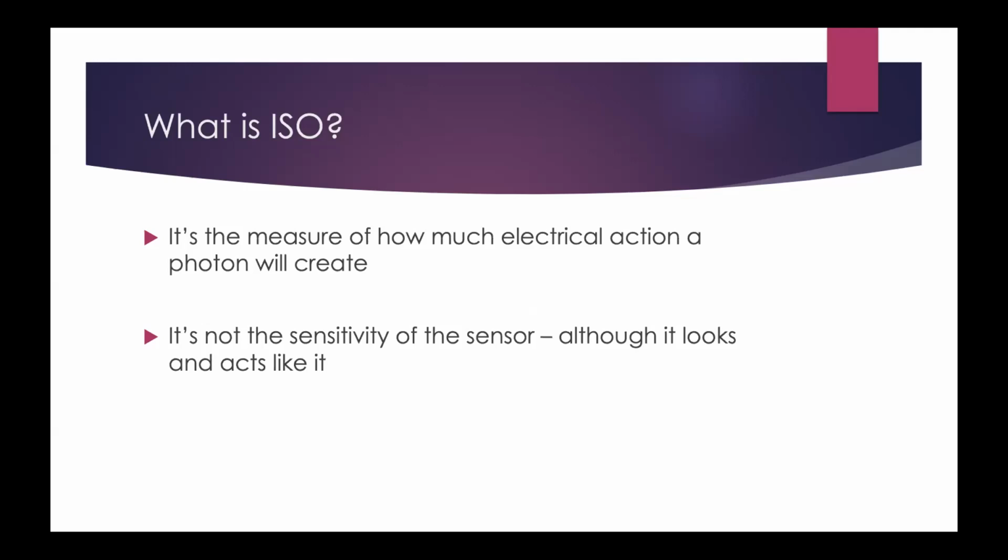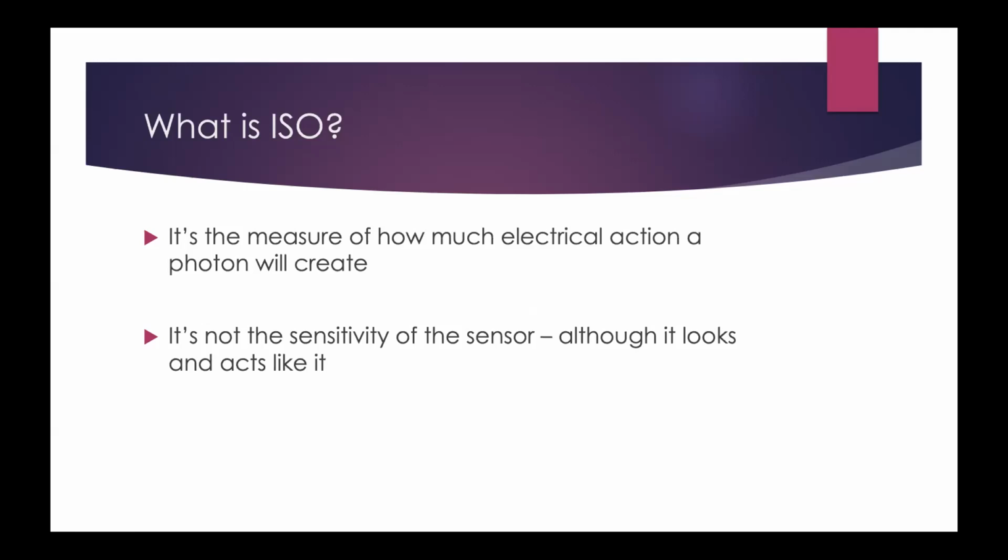Now we're talking physics, right? But if you imagine that 10 photons were to hit and get 10 electrons, you'd have a perfect one-to-one conversion, and you'd have almost no need for ISO because everything would always be perfect. But because it isn't, we have a way to measure how many electrons come off per photon, or how many photons create how many electrons, that ratio, right? So it's not the sensitivity of the sensor per se, but it looks and acts like it is.